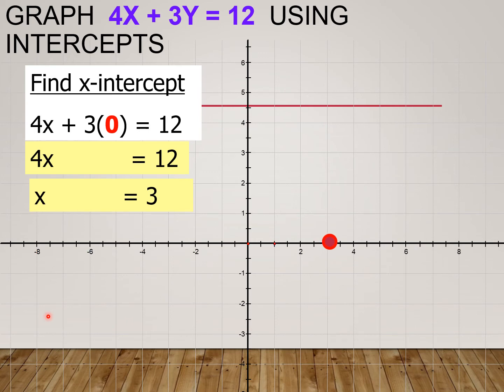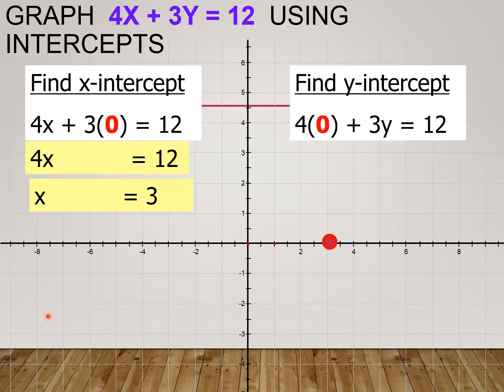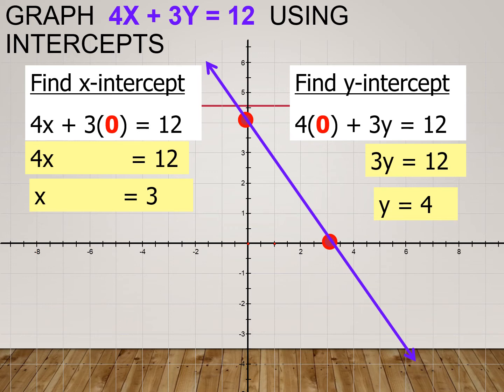So let's find the y-intercept. So replace x by 0. Then simplify. 3y is equal to 12. Then divide both sides of the equation by 3. Then y is equal to 4. So dito po, ang y-intercept natin, rather, is (0, 4). So nasaan po ang (0, 4)? So yan po yon. Then we connect.